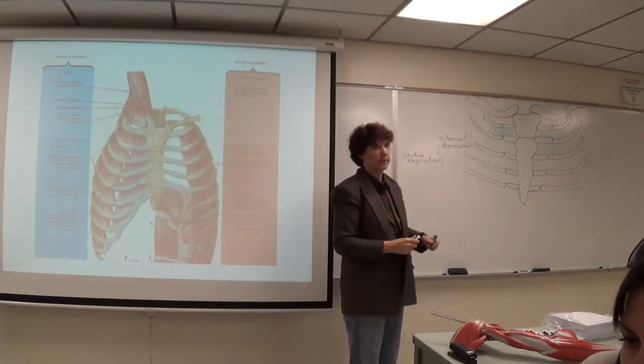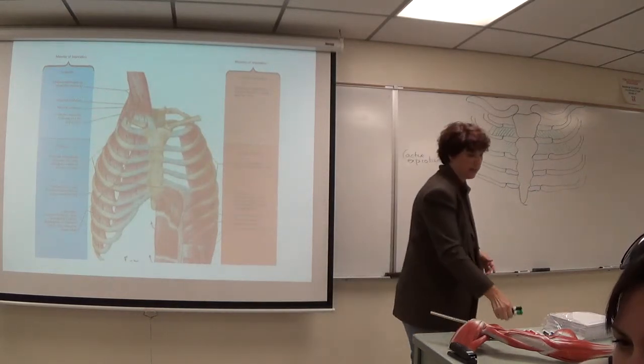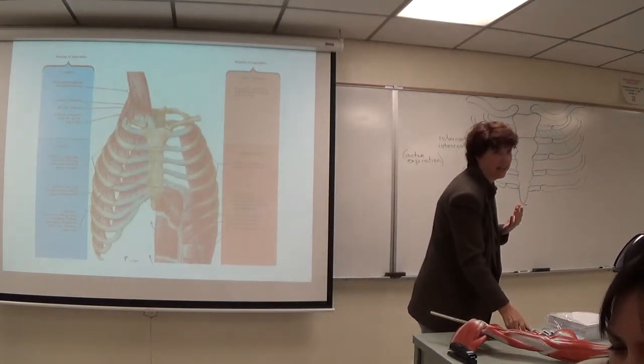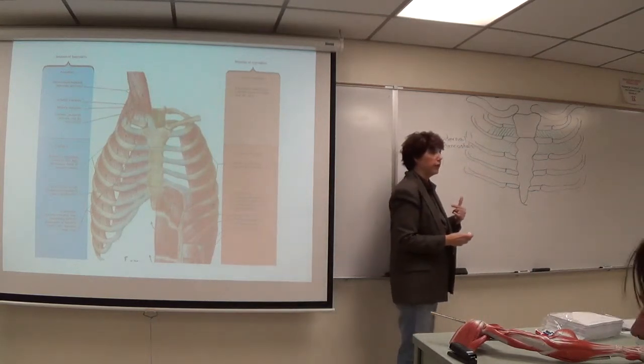They are throughout the ribs. I've just drawn a part of them. Now, the external intercostals are what we use every time we take a breath, along with the diaphragm. So they have these attachments reversed.